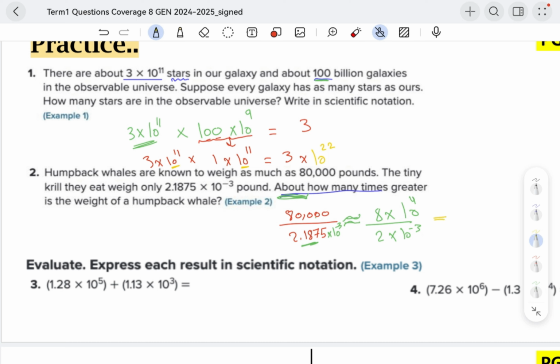Now we can simplify. 8 divided by 2 is 4. Same bases, we're going to subtract, but here pay attention. It's 10 to the power 4 minus negative 3, so it will be positive, okay? This is equal to 4 times 10. This will be positive. 4 plus 3 is 7. 4 times 10 to the power 7 times greater.